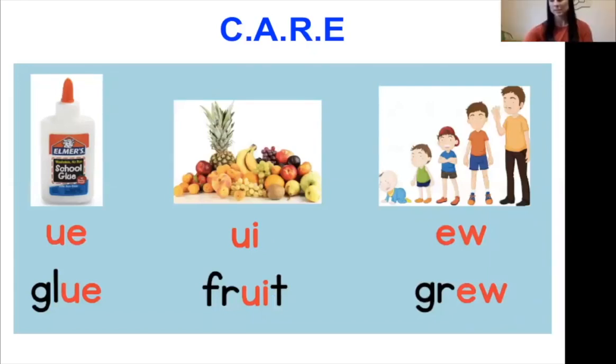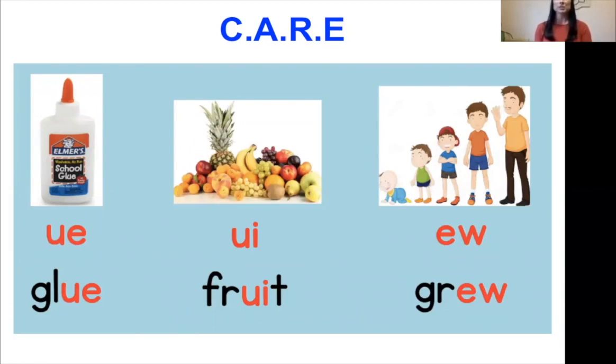Let's get started with our learning. We are going to be learning some new vowel teams that make the long U sound. These words will be in our I Can Read passage today. Here are the three vowel patterns for the long U sound. The long U sound, oo, can be spelled a few different ways. Look at the words with the picture clues above.